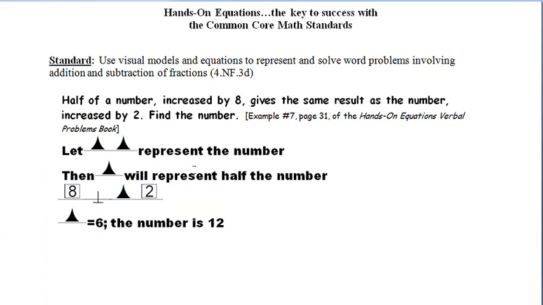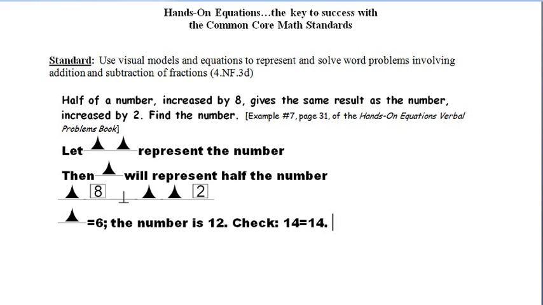We need to do the check. To do the check, let's go back to the original representation. We had half of a number increased by 8 is the same result as the number, that was 2 pawns, increased by 2. Now, if the pawn is 6, 6 and 8 is 14, 6 and 6 is 12, and 2 is 14, so the check will be 14 is equal to 14.